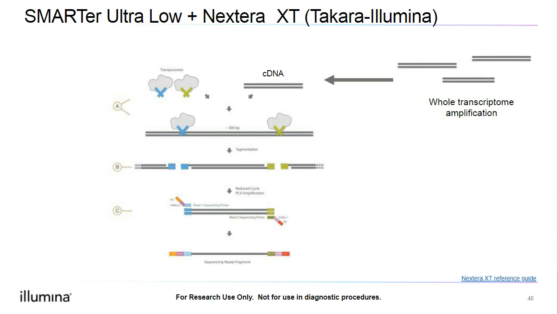For ultra-low input, we can use the SMARTer Ultra Low Kit by Takara in conjunction with our Nextera XT kit. In this workflow, we will use the SMARTer Ultra Low Kit to perform whole transcriptome amplification and take 1 nanogram of that cDNA to put into our Nextera XT library preparation. The Nextera chemistry utilizes an enzyme for fragmentation and adds adapters through PCR.